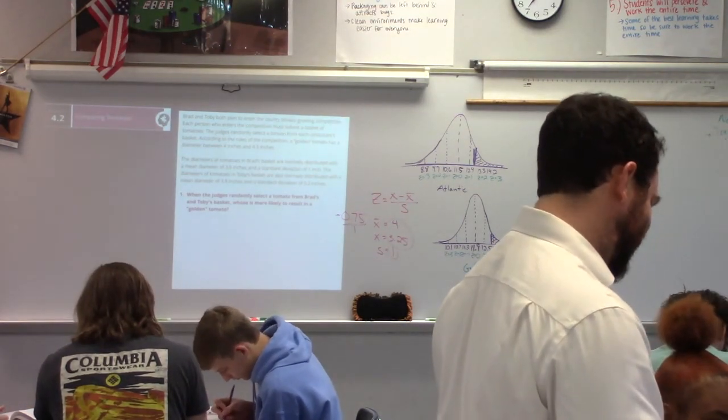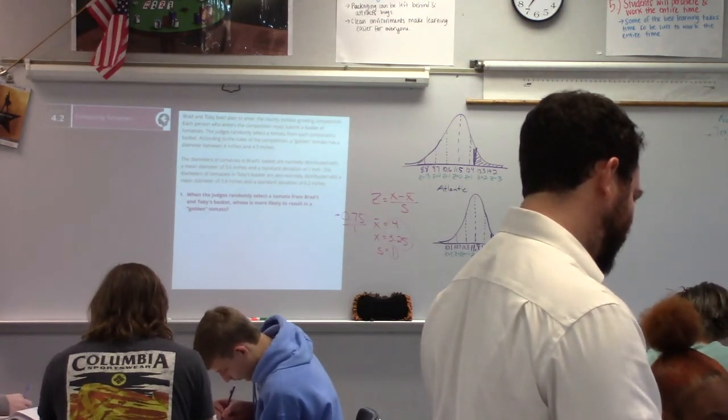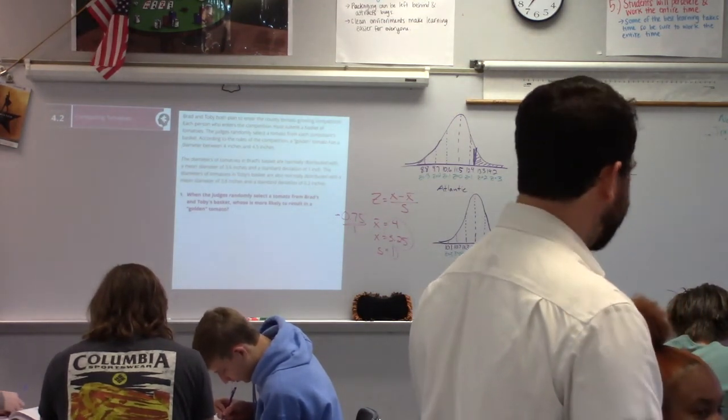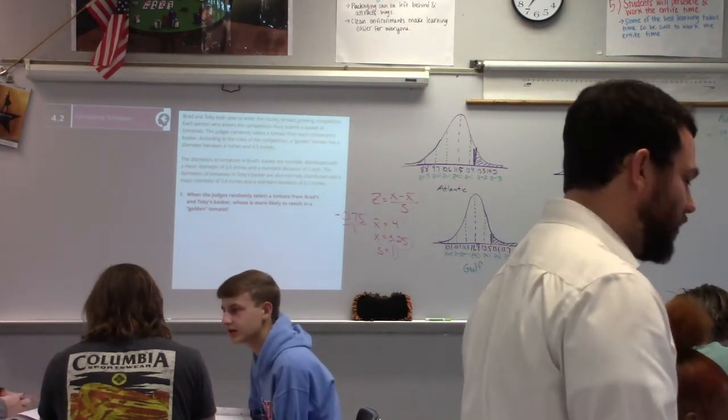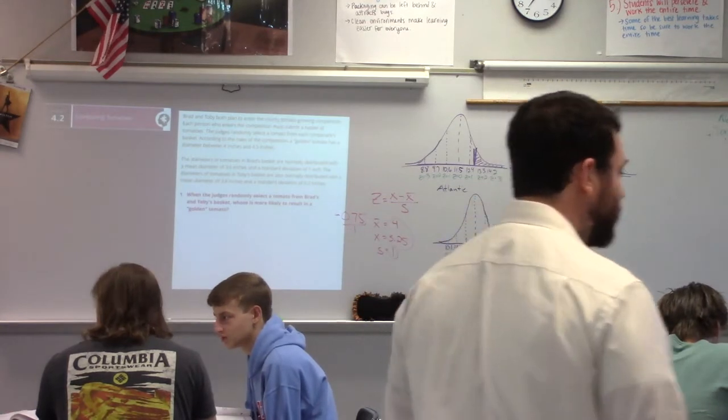Okay, so the golden tomato has a diameter between 4 and 4.5. Step up. Get your drawings down there. Look at the drawings, they have a better start. Okay.